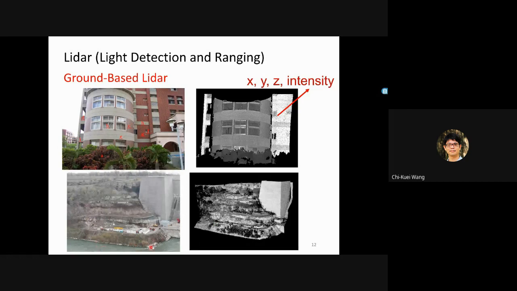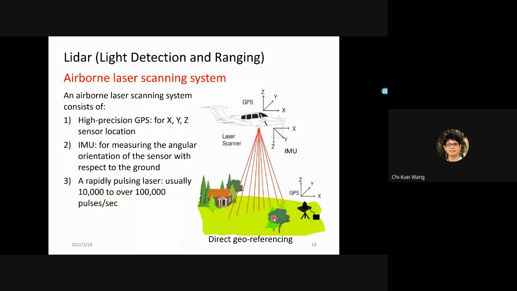Another example is this. This is a river and this is a dam. The concrete surface of the dam is highly reflective, and so are all the vegetation and the bare soil surfaces. So we can use the intensity to differentiate different materials. All right. So far this is ground-based laser scanners.